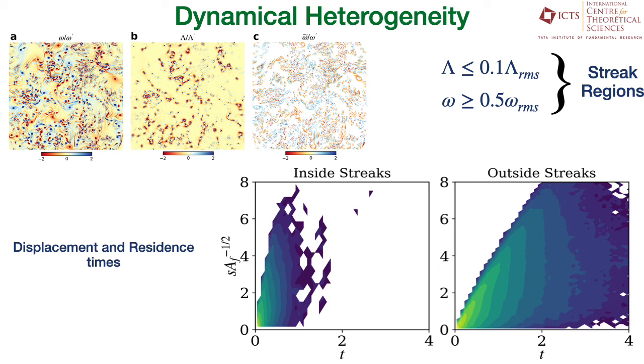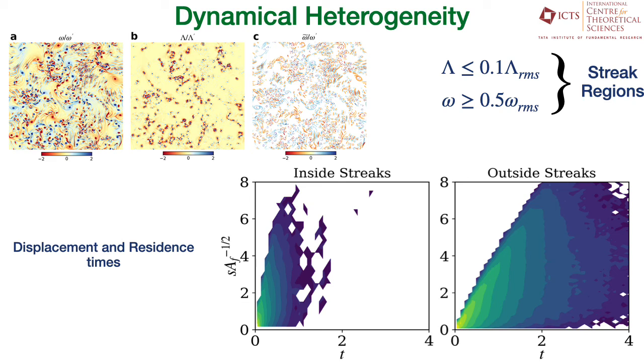And now with this sort of identification, we are able to calculate the times spent by the fluid elements in these streak regions and calculate the displacement while they are in those regions. We then plot the joint distribution of displacement and residence times when these fluid elements are inside and outside the streaks. And we can see that while they remain in the streaks for very small times, their displacements are much larger.